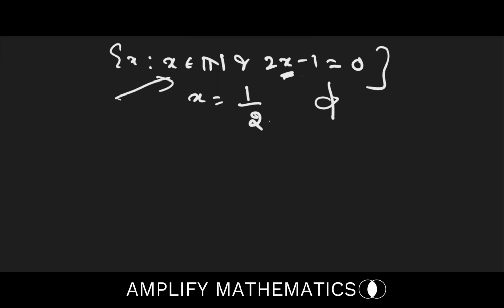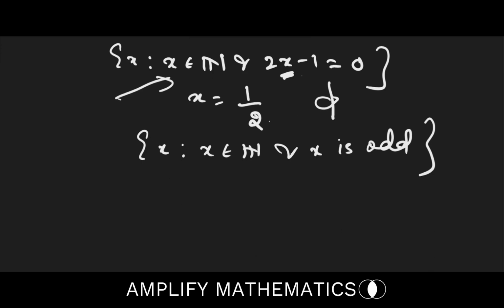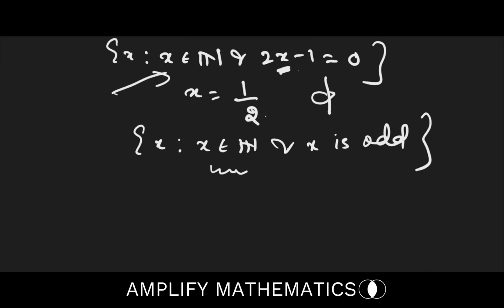So let's take another example. All such x such that x belongs to N and x is odd। okay, तो हमारे पास odd natural numbers no doubt हैं। okay, तो ये क्या numbers होंगे?